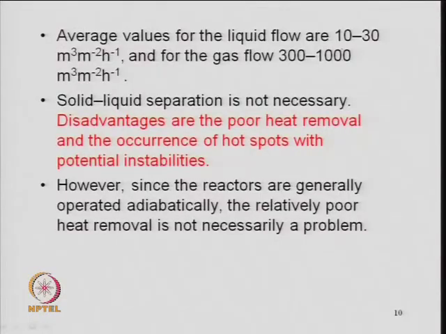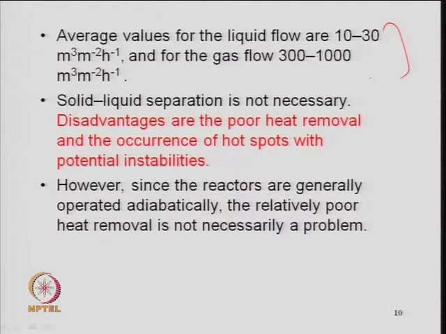So, 10 to 30 meter cube per meter square per hour is the flow rate of the liquid, and the flow rate of the gas is again 300 to 1000 meter cube per meter square per hour, the typical range of the data for the trickle bed. Solid-liquid separation is not required, because they are already in the bed. So, separation of solid and liquid is not required in the case of trickle bed reactor. So, this is another advantage here.